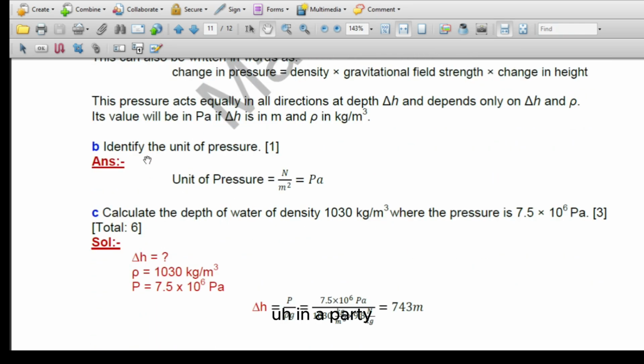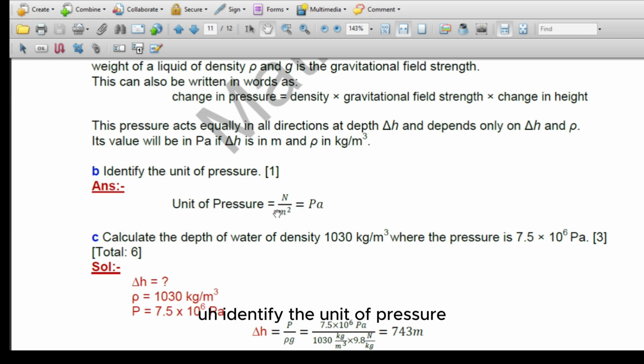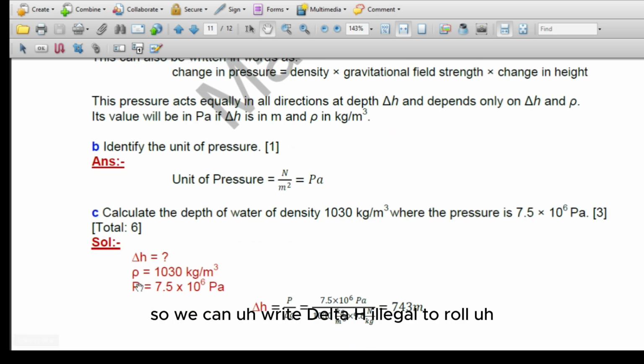In part B, identify the unit of pressure, that is unit force per unit area. The unit of force is the Newton, and the unit of area is meter squared, so Newton per meter squared is called Pascal. Calculate the depth of water of density 1030 kilograms per meter cubed, where the pressure is 7.5 times 10 to the power 6 Pascal. So rho is given as 1030 kilograms per meter cubed, and P is 7.5 times 10 to the power 6 Pascal.